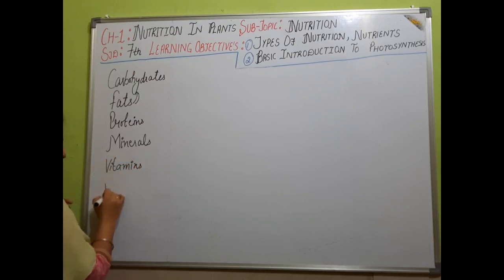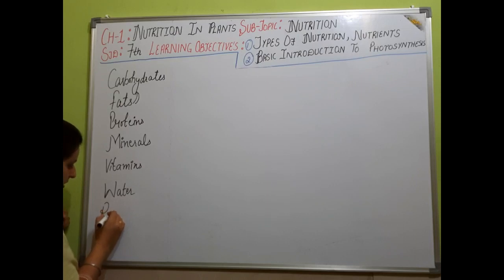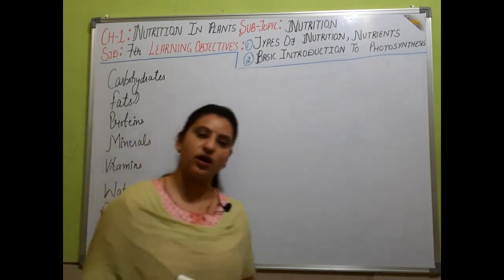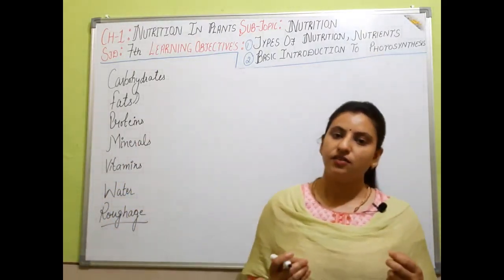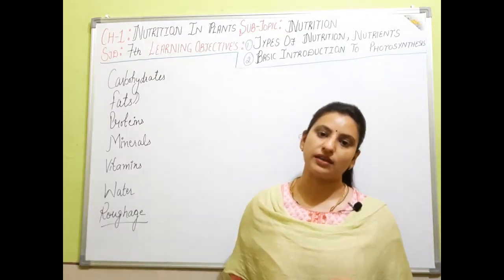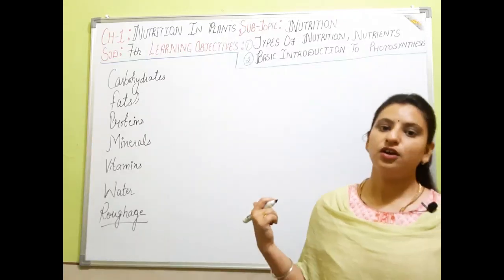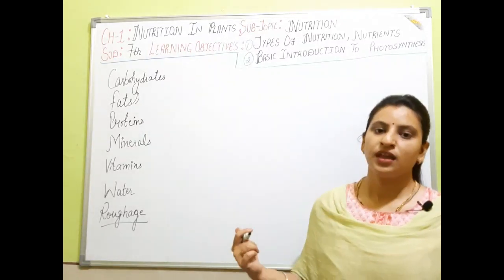Two more components are very important: water, as it comprises 70% of the body, and roughage, which is important dietary fiber. It doesn't give any nutrition, but it is very important dietary fiber for digesting the food properly in the body. So these are the nutrients which are required for the proper functioning of the body.